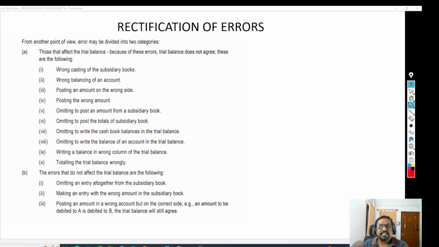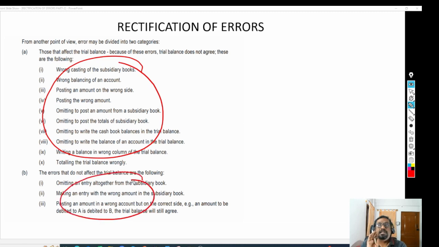So what did we understand in this session? In this session we understood there are different types of errors. Some of those errors are impacting the trial balance and some of those errors are not impacting the trial balance. What are those errors impacting the trial balance? These are the 10 errors, whatever I explained here. These are the 10 errors impacting the trial balance, with examples we learned. And these are the 3 errors not impacting the trial balance. Trial balance is tallying, but still they are errors, right? So this is the session today.